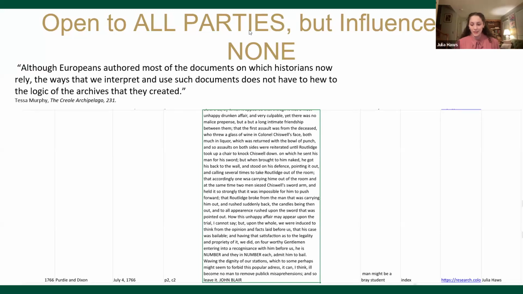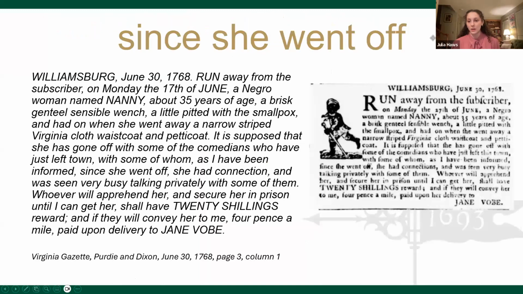So to wrap up and to demonstrate the range of things we're finding, on the next slide I'll close with two interesting articles from the Jane Vobe household, which I was working on last year. In 1768, Jane Vobe publishes a very traditional runaway ad. She tells us that Nanny, a woman of about 35 years old, has self-liberated. This is what I really like: it is supposed that she has gone off with some of the comedians who have just left town. I think that's wonderful that Nanny has joined a troupe of comedians. As far as I have found, though I haven't looked into this extensively, Nanny remains free.